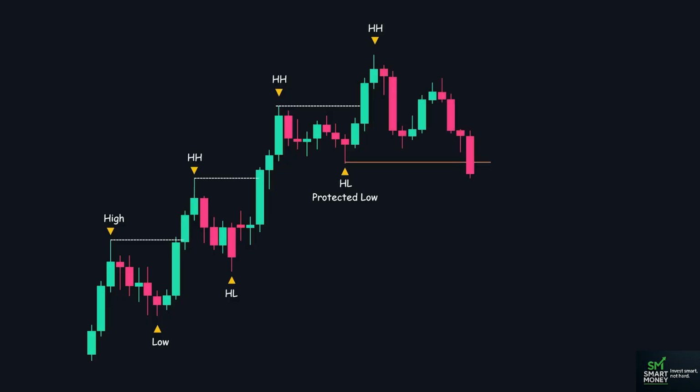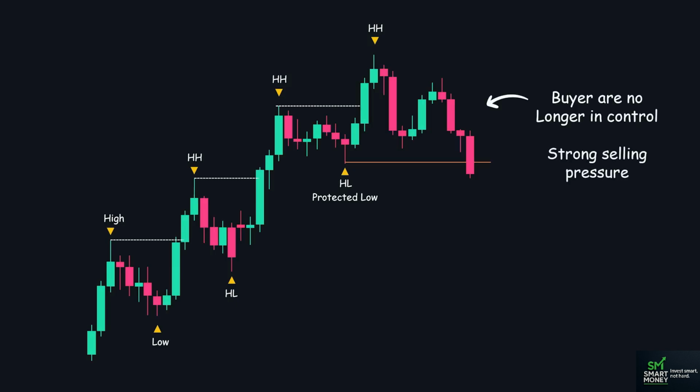But what happens if price fails to make a new high and then breaks below the previous swing low? This shows that buyers are no longer in control and strong selling pressure has entered the market. This shift in behavior is known as a change of character, and it can act as an early signal of a potential reversal. It suggests that the trend may be weakening and a move in the opposite direction could follow.